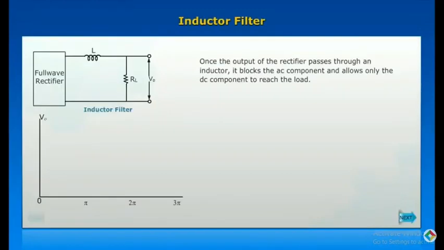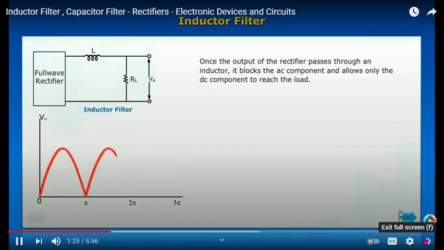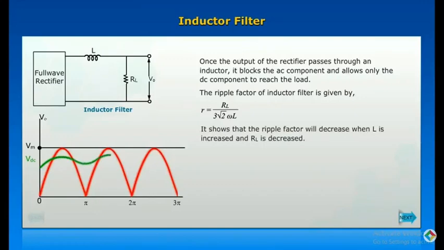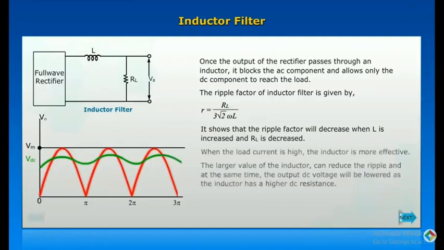Inductor filter. Once the output of the rectifier passes through an inductor, it blocks the AC component and allows only the DC component to reach the load. The ripple factor of the inductor filter is given by the expression, which shows that the ripple factor will decrease when L is increased and RL is decreased. When the load current is high, the inductor is more effective. A larger value of the inductor can reduce the ripple, and at the same time, the output DC voltage will be lowered as the inductor has a higher DC resistance.